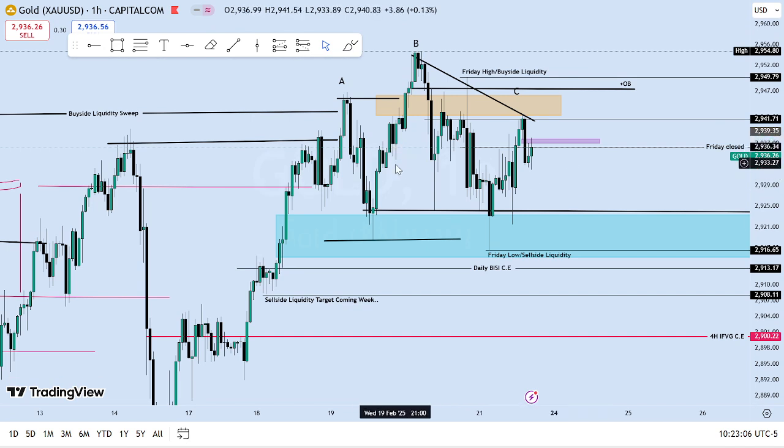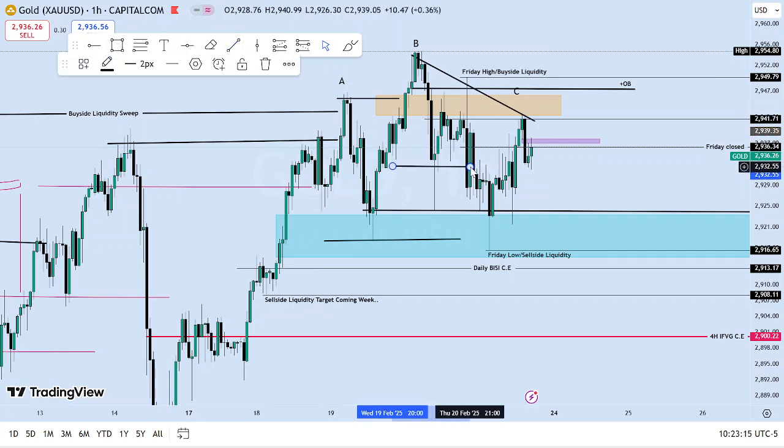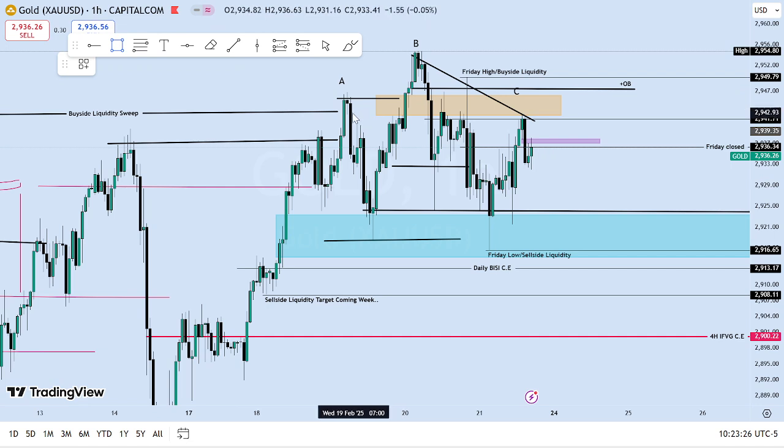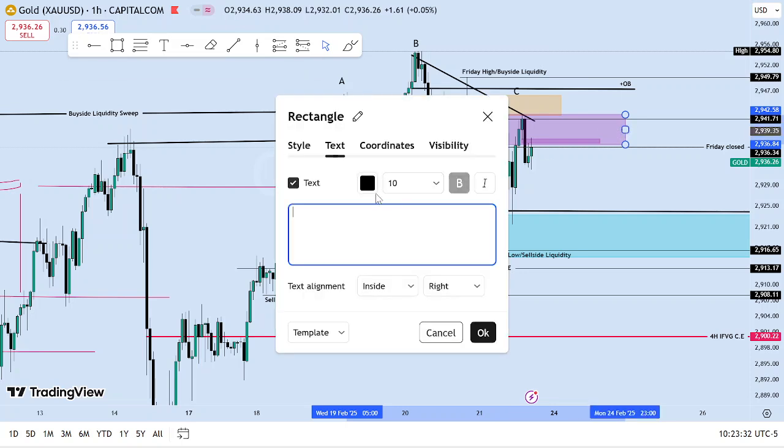A displacement. There's also a displacement. The low here has broken. So we have an inefficiency here too. After a displacement, wait for a fair value gap. Inversion. Another inversion.